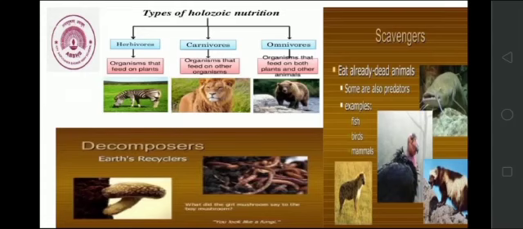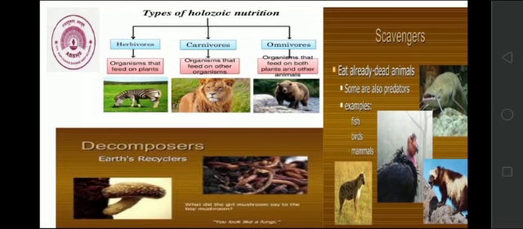Holozoic organisms can be divided into three types, that is, herbivores, carnivores, and omnivores. Herbivores, the organisms that feed on plants, for example, cows, buffaloes, deer, elephants. Carnivores, these animals feed on other animals for their food, for example, lions, tigers, and leopards are carnivores.